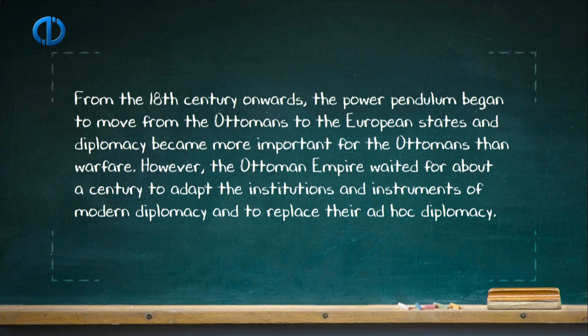From the 18th century onwards, the power pendulum began to move from the Ottomans to the European states, and diplomacy became more important for the Ottomans than warfare. However, the Ottoman Empire waited for about a century to adopt the institutions and instruments of modern diplomacy and to replace their ad hoc diplomacy. Institutionally, Ottoman sultans were sending agents or envoys to carry out their specific missions in the ad hoc diplomacy period. Although they did not establish permanent embassies in foreign states before the 18th century, the Ottomans allowed foreign states to establish diplomatic missions in the empire.